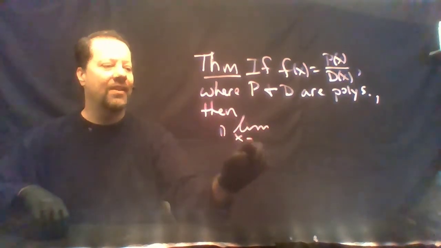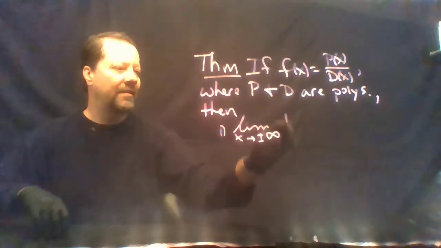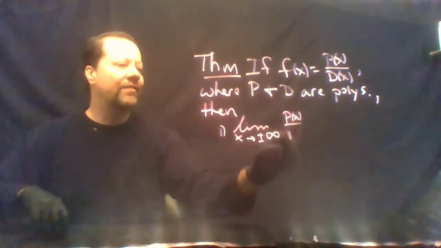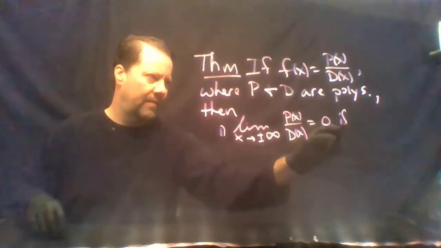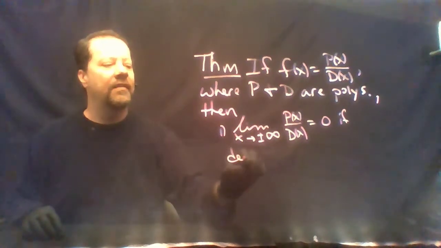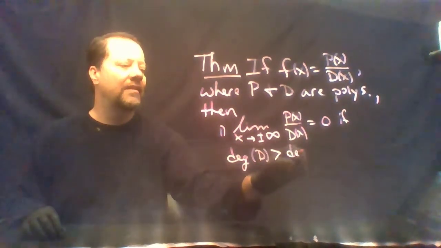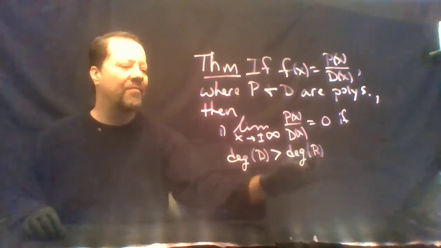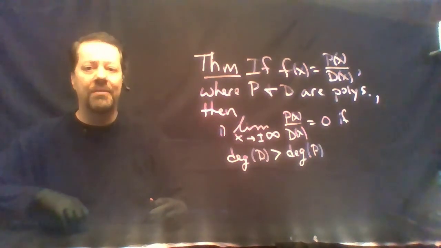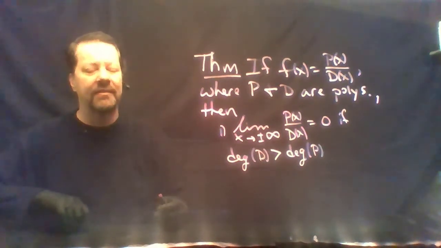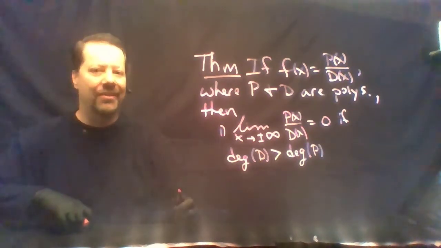The limit as x goes to plus or minus infinity of p of x over d of x will be 0 if the degree of d is strictly bigger than the degree of p. So if the denominator has larger degree, then it blows up to infinity faster than the numerator, and having big numbers in the denominator drives the whole fraction down to 0.